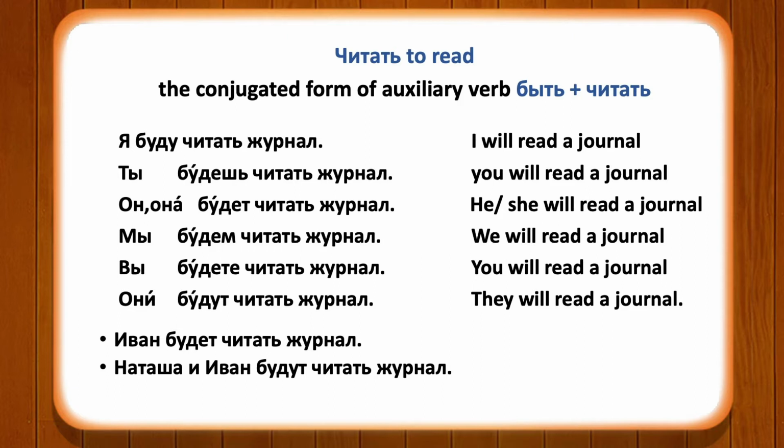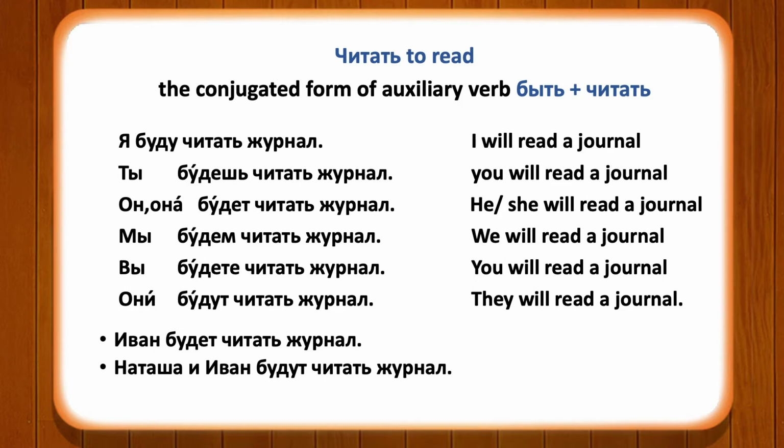She will be reading the journal or she will read the journal. Mui budim chitaj jornal. Mui, again the personal pronoun, followed by the conjugated form of the verb buit, followed by the infinitive form of the verb, the second verb. So mui budim chitaj jornal, it means we will be reading a journal, or we will read a journal.